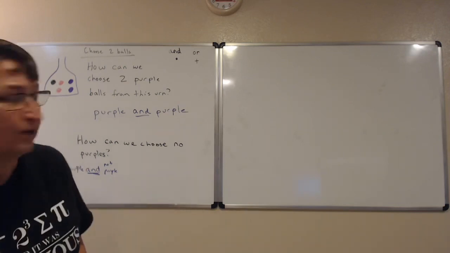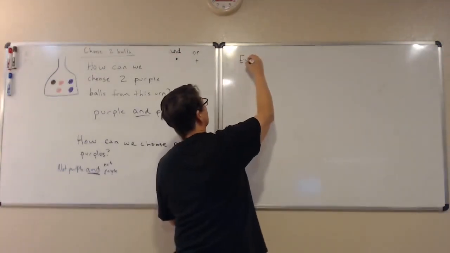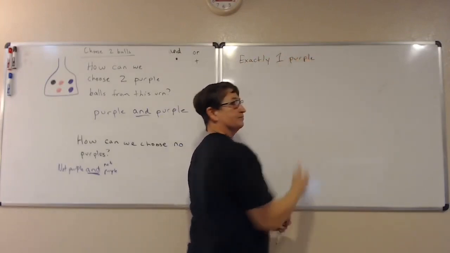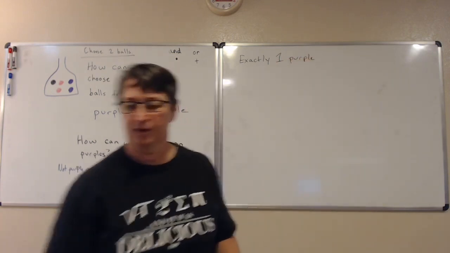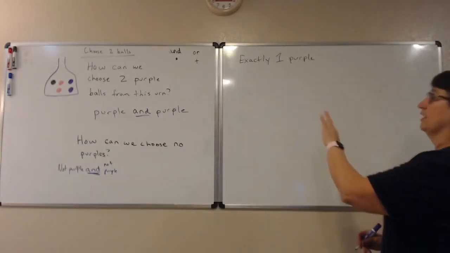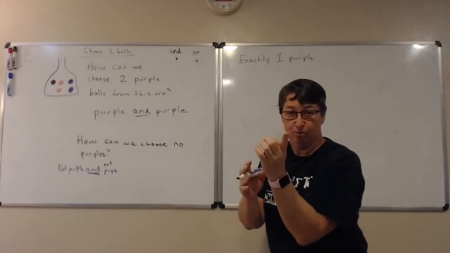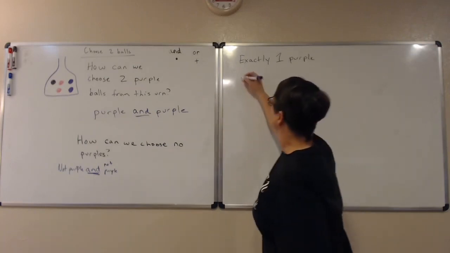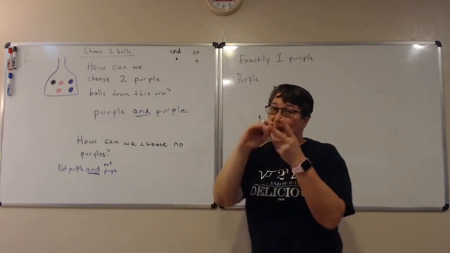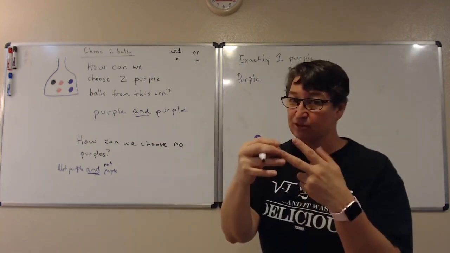All right, let's do one more of these with this urn, and let's do exactly one purple. So now, when I talk about exactly one purple, if I'm going to pull it out, I could on the very first draw get that purple. But I'm drawing out two balls, so I have to have a second thing that happens. So purple and something else.